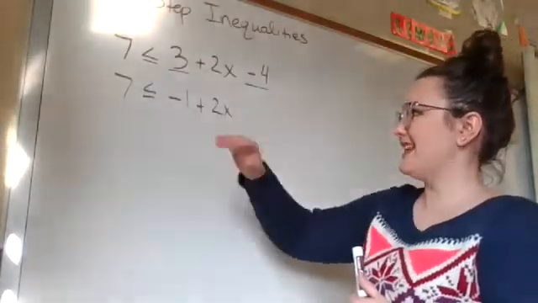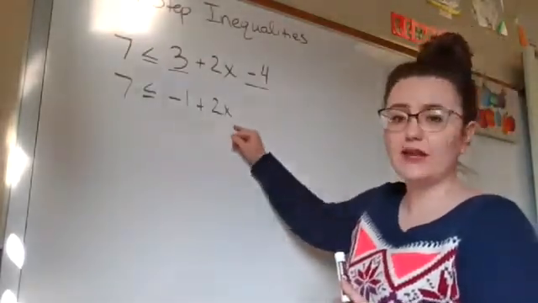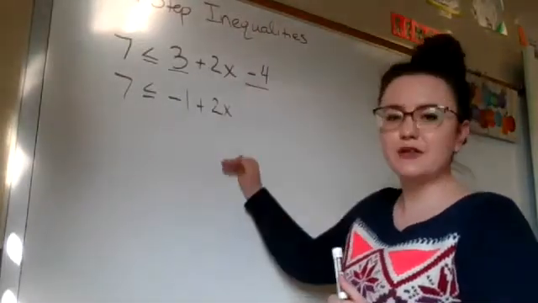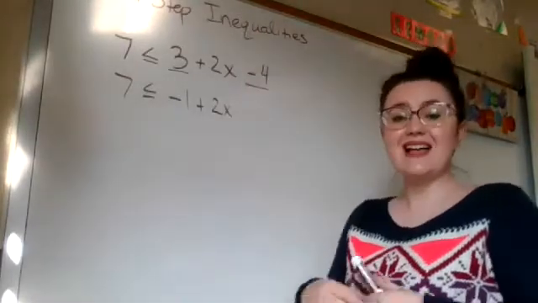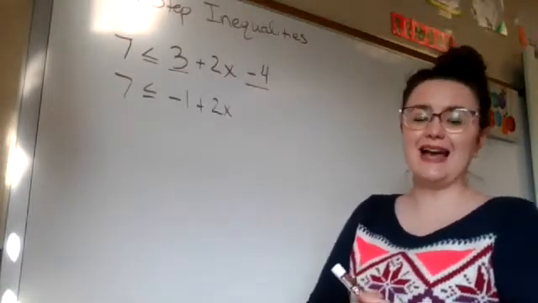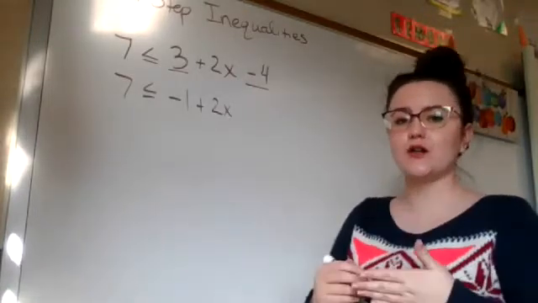Now when I look at this, I can't put these together. They don't both have a variable. There's nothing to do over here, so I've simplified it as much as possible. Now it's just a two-step problem. I need to get rid of the number that's adding or subtracting first.